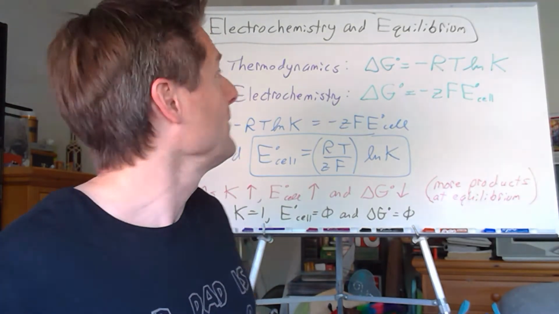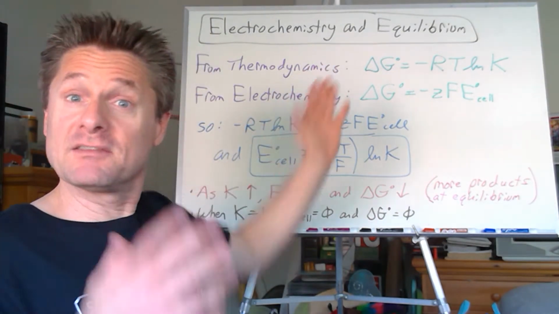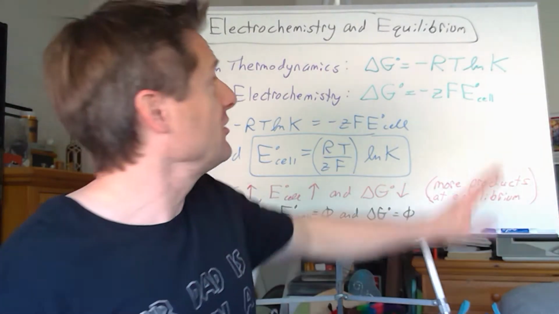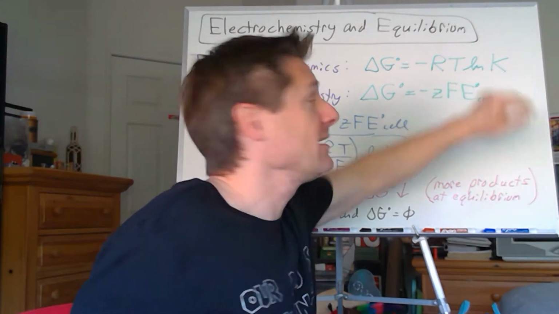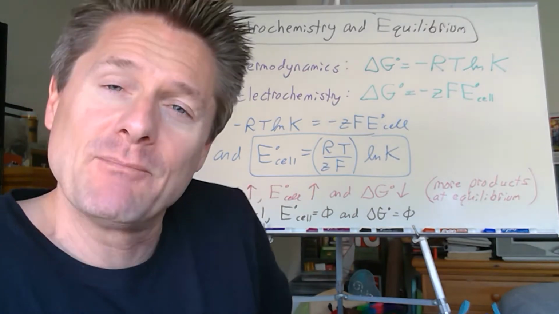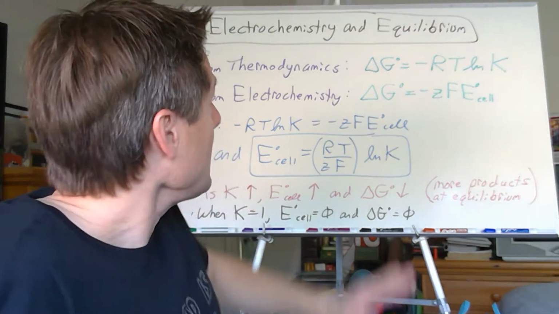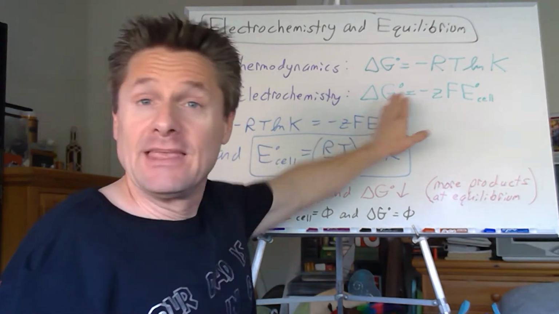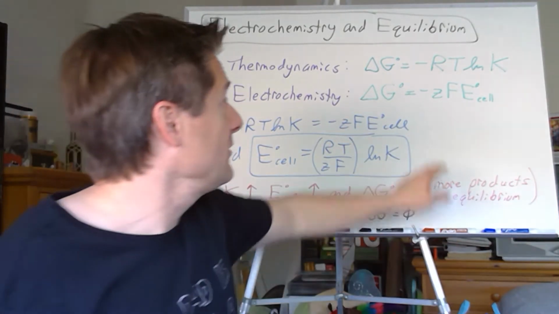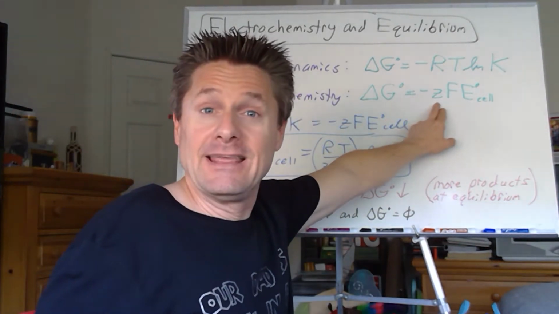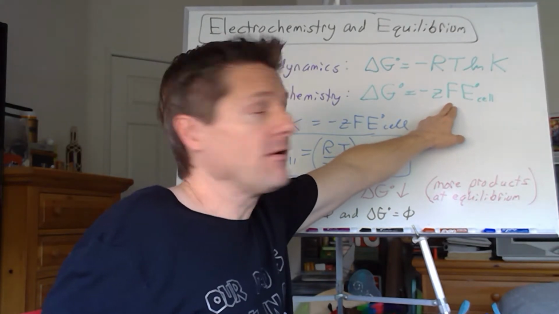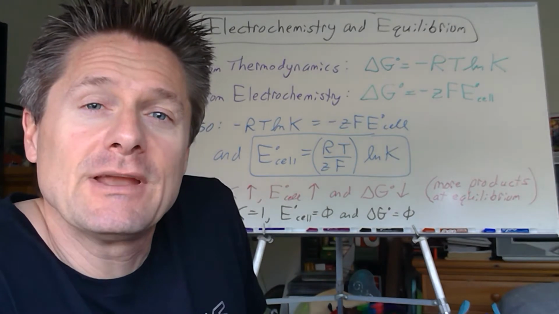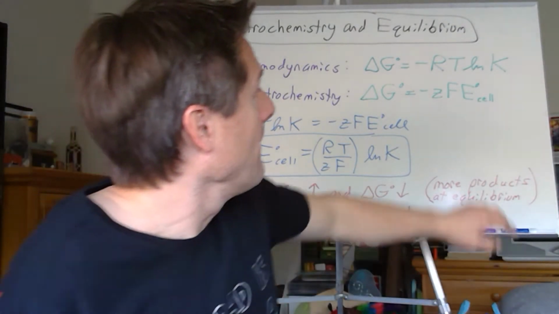So from thermodynamics, we found that the Gibbs energy change at standard conditions was equal to negative RT log K, the equilibrium constant, right? We also just found in the last video or two in electrochemistry that the Gibbs energy change at standard conditions is equal to negative Z, the electron number, times F, the Faraday constant, times the cell potential at standard conditions.